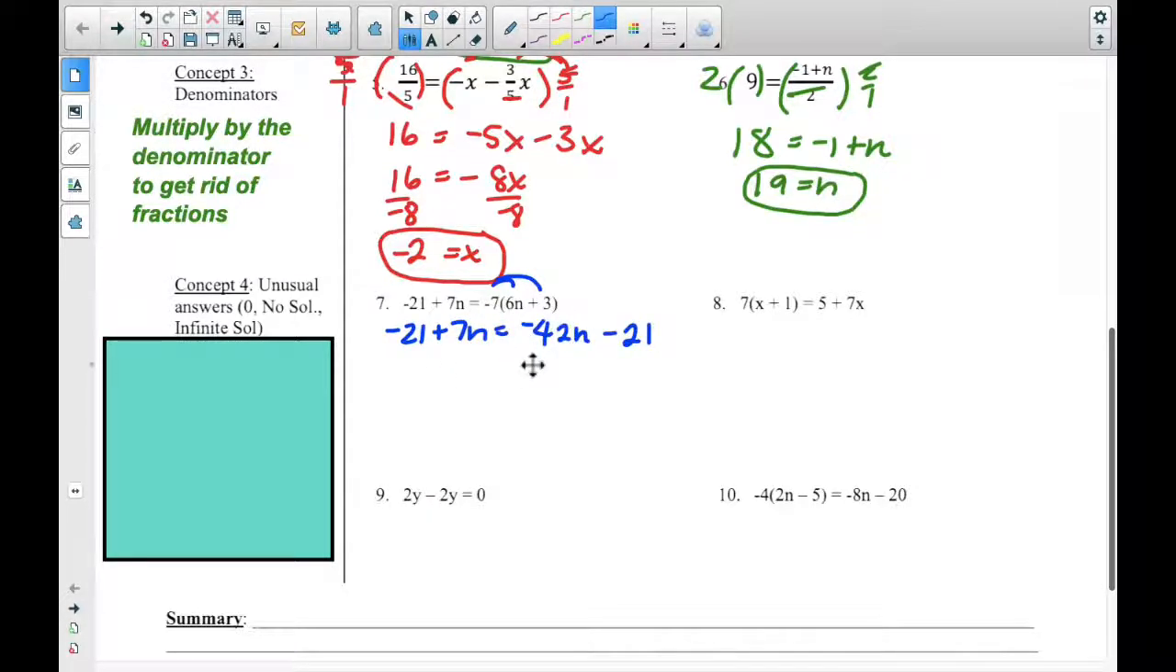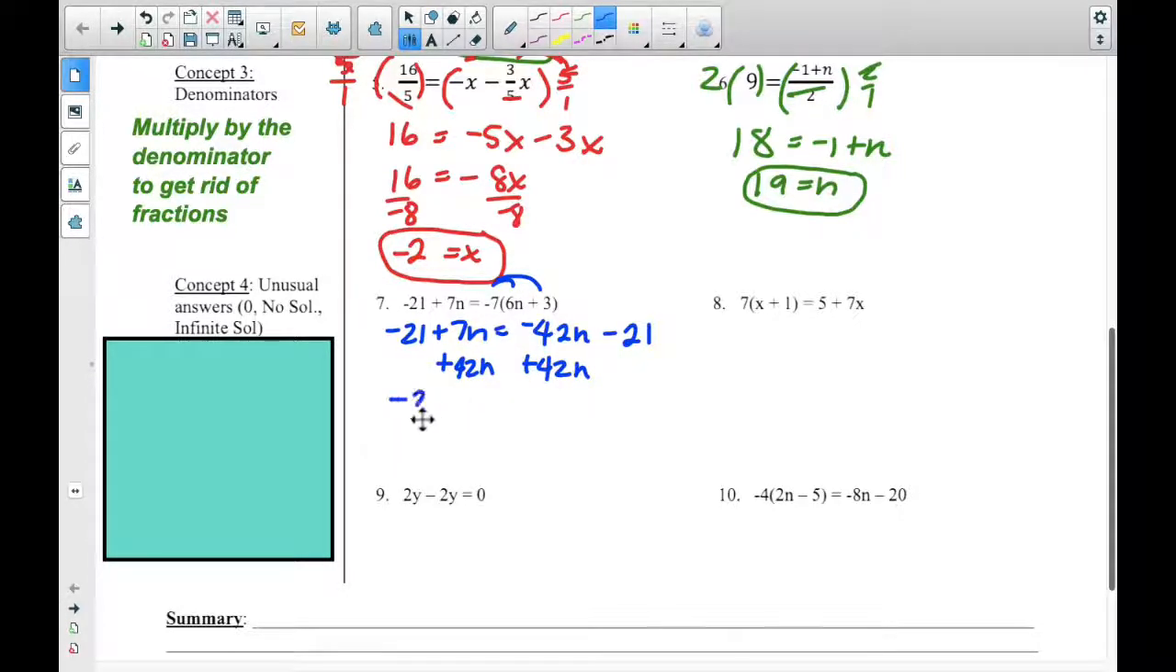All right, so I distribute my negative 7. I get negative 42n minus 21. I like to have my variables on the left, so I'm going to start out by adding a 42n. Now, I will say that that step, you have 4 options. You could add this 21 to both sides. You could subtract that 7n from both sides. I mean, you've got 4 different things you could do. I just chose that one first because I like to have my variable on the left.